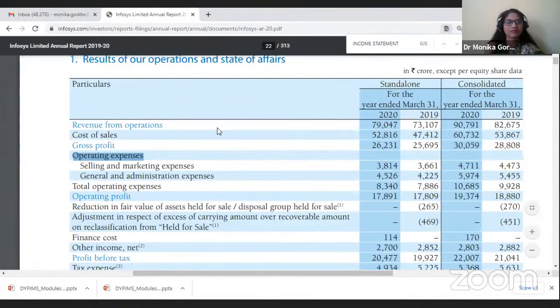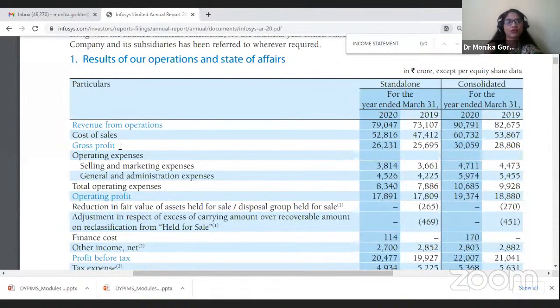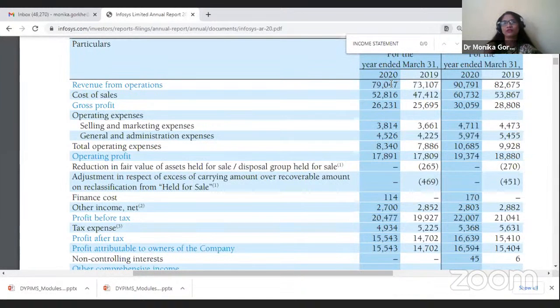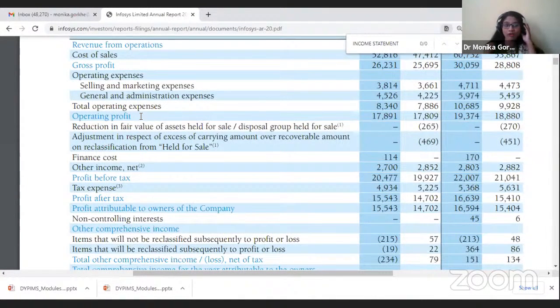Okay, so this is the income statement which starts with revenue from operations. We are going to reduce the cost of sales from it, we will get gross profit. After that, we reduce the operating expenses like selling and marketing expenses, general administrative expenses, and then we get the operating profit. This is what is reflected in Infosys, where the amounts for 31st March 2019 and 2020 are shown, where the revenue of 2019 was 73,107, which increased in 2020 to 79,047.